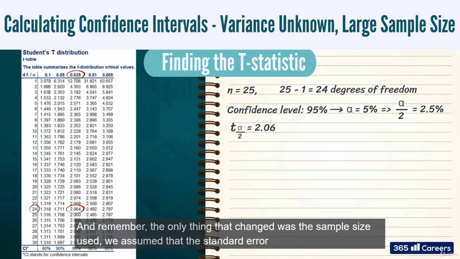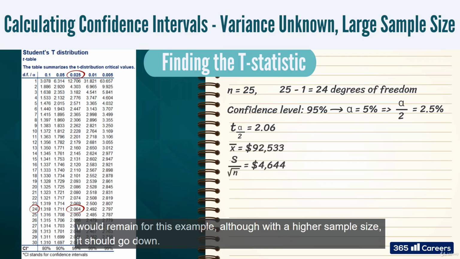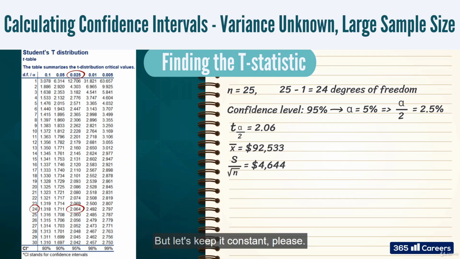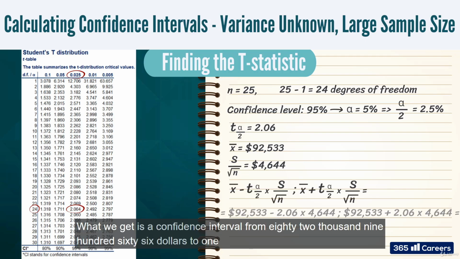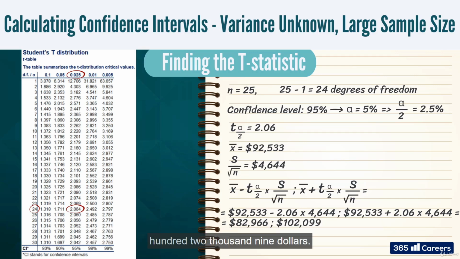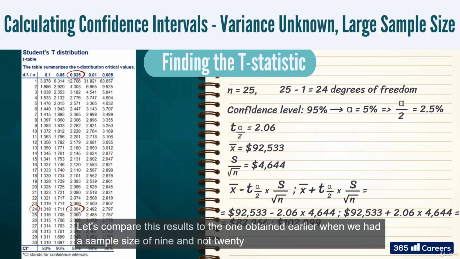And remember, the only thing that changed was the sample size used. We assumed that the standard error would remain for this example, although with a higher sample size it should go down. But let's keep it constant, please. We have all the information needed, so we just plug in the numbers. What we get is a confidence interval from $82,966 to $102,009. Let's compare this result to the one obtained earlier.